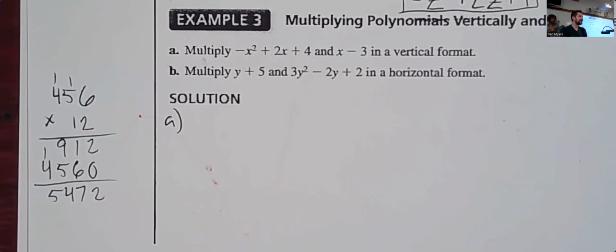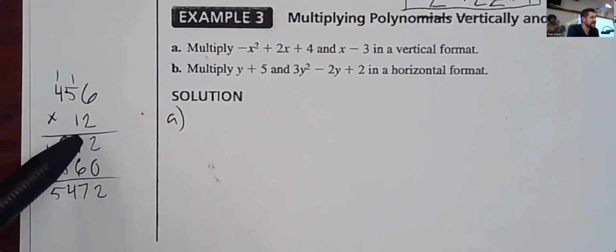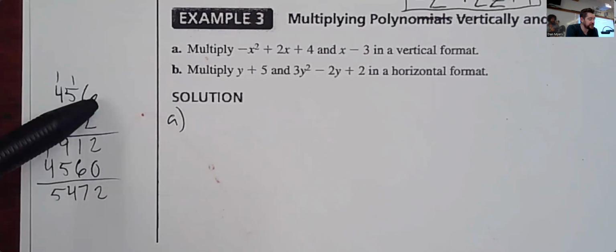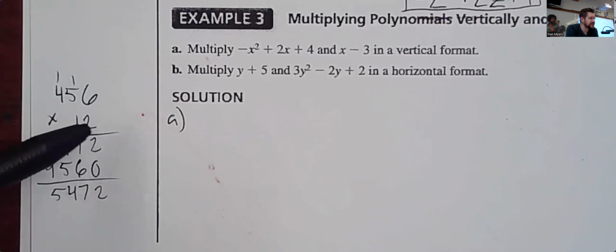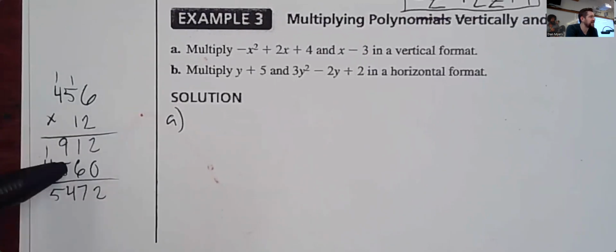So basically what you're doing, did you know, by the way, that this is essentially FOIL? When you do this, did you know that? This is basically FOIL. Because you're basically taking 456, you're multiplying it by 10, and you're multiplying it by 2, and then you're adding those results together. That's essentially FOIL. So anyway, let's go into here.